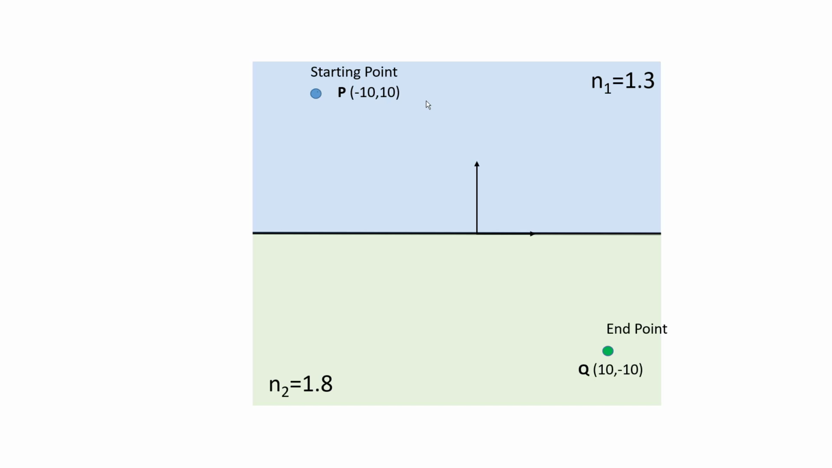So we're going to start off by considering an example here with some numbers. I'm going to assume that my starting point for the light here is at point P. It has a coordinate of -10, +10. And my origin here is right here in the center of the figure. The top medium has an index of refraction of 1.3. All right, the bottom one here has a larger index of 1.8, and I want the end point of the light to go to this point Q, which in this case here for this specific example is going to be at a coordinate of 10, -10.